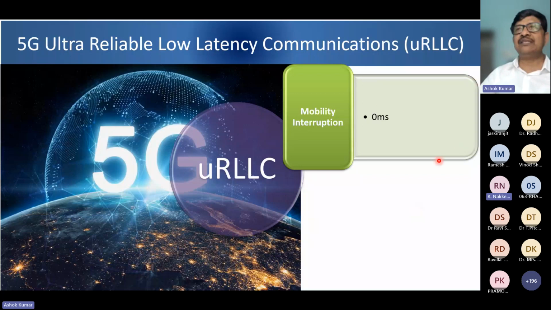0 millisecond. That means I have to connect to the next base station before I even break from the previous base station. A make-before-break kind of concept. Although this came in 4G, perhaps it was not implemented. In 5G, this is supposed to be implemented to support the uRLLC feature.